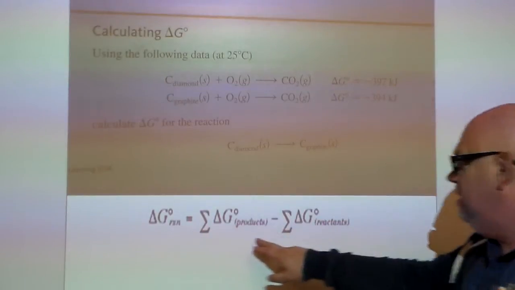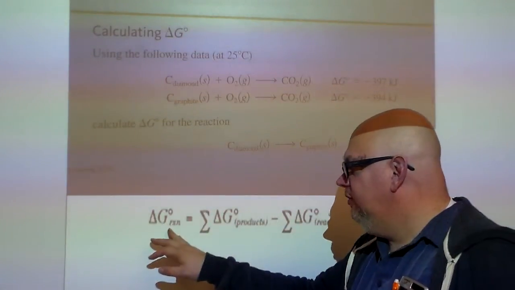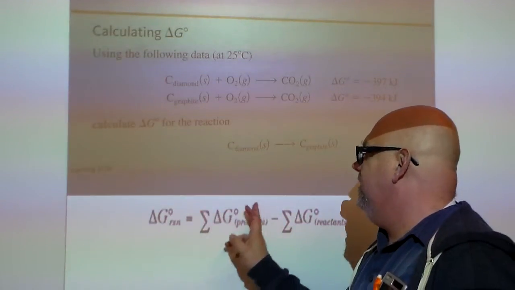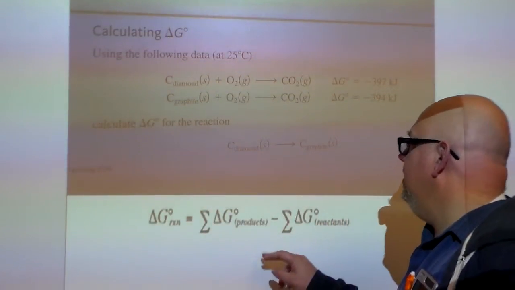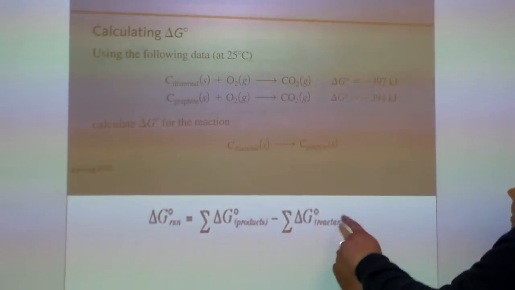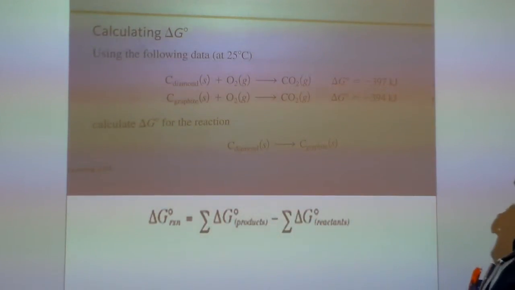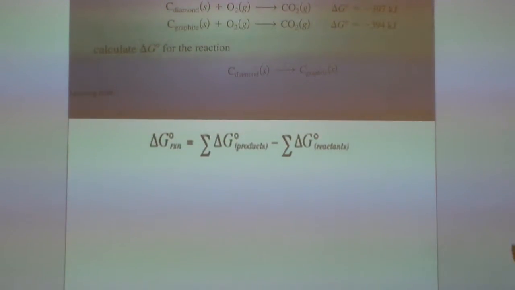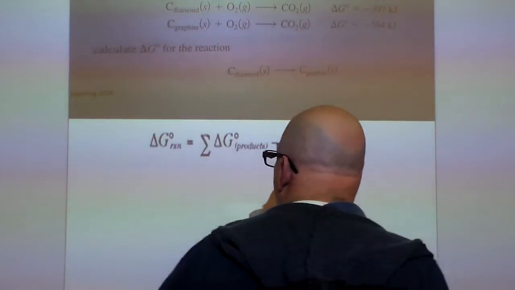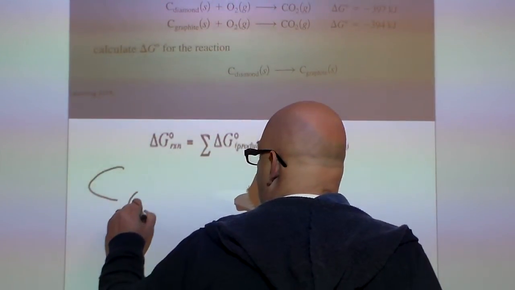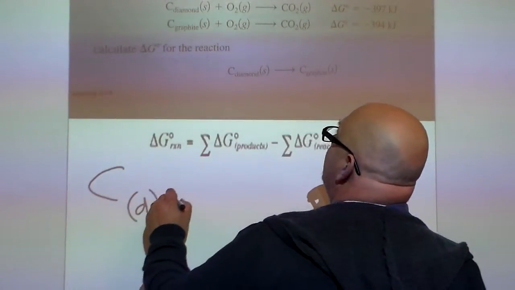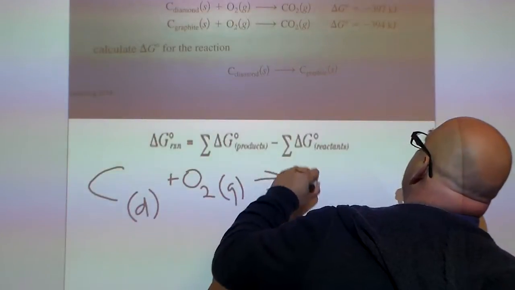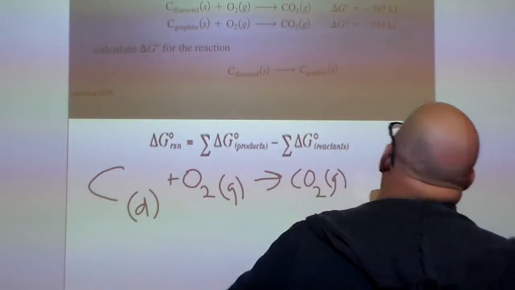Because the formula that you would be using is this one right here, where the delta G of the overall reaction is equal to the summation of the delta G of our products minus the summation of the delta G of our reactants. Now in this case, we're looking at the following data at 25 degrees Celsius, where we have carbon, which I'm going to initial as D for diamond, plus O2 as a gas, and we end up getting CO2 as a gas.